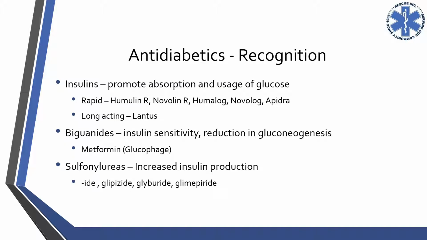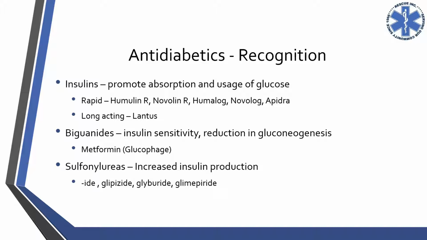There are a lot of antidiabetic medications. The first ones are insulins. And these promote the absorption of insulin, the usage of insulin, and the use of glucose. There are really three kinds. I listed two here. There's rapid, intermediate, and long-acting insulin.